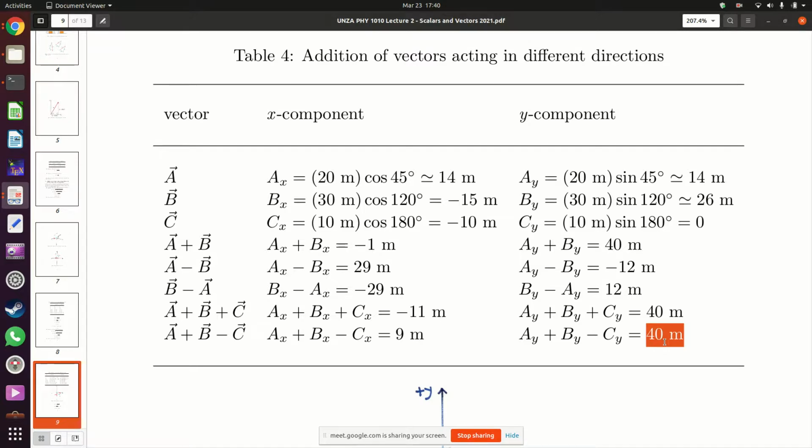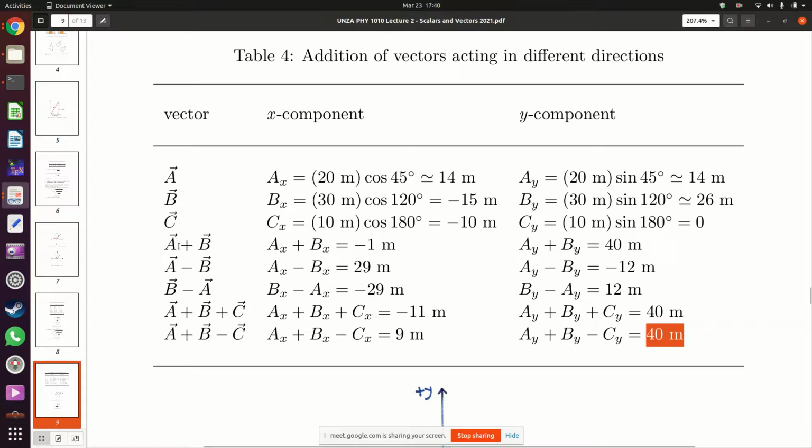Are there any questions before we move forward? Yes, is that the way we display the answer? This is a step which needs to be done. We have not yet found the answer because the answer needs a size of the vector. It also needs an angle. We haven't found those, but this is an intermediate step to finding the answer. So this step needs to be carried out.